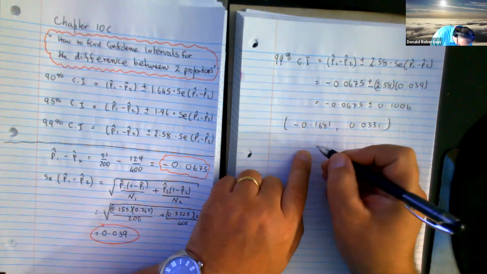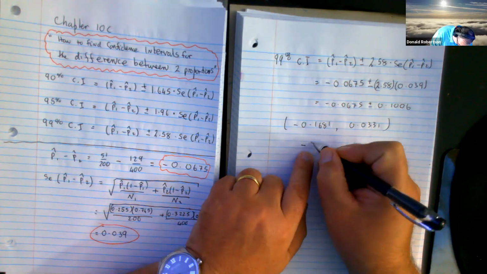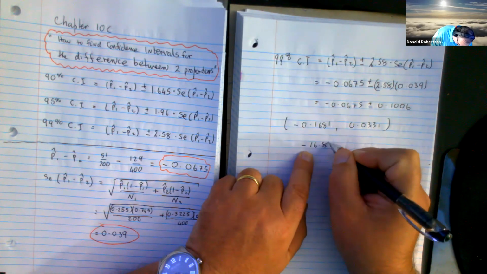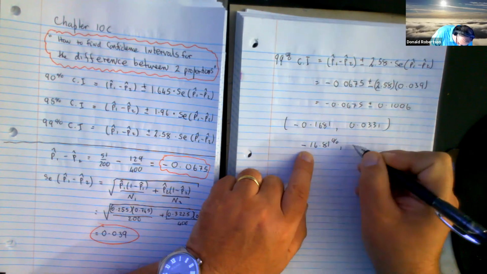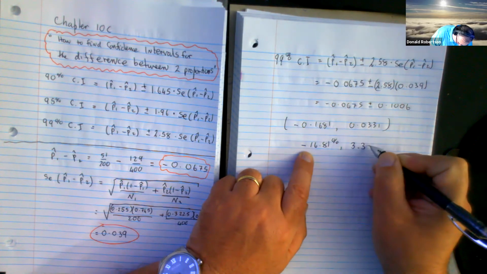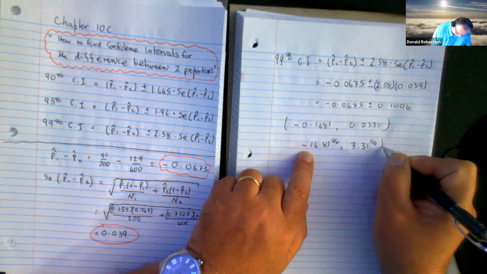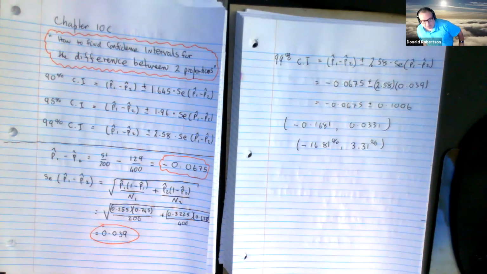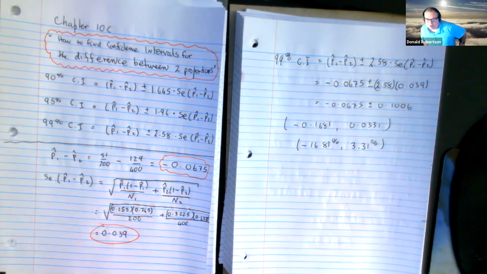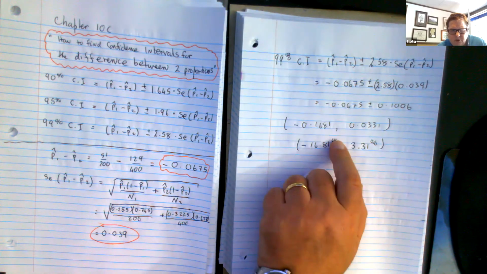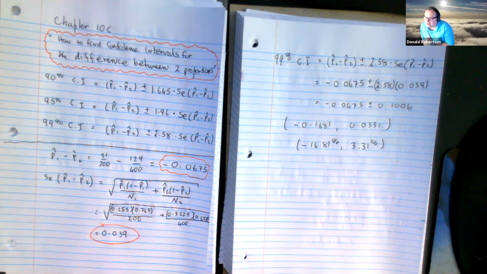If I turn it into percentages, it's negative 16.81% all the way up to positive 3.31%. So that is how you find a confidence interval from scratch. Can we have a negative percent? Yes, now you can. You cannot get it if it's a single proportion.